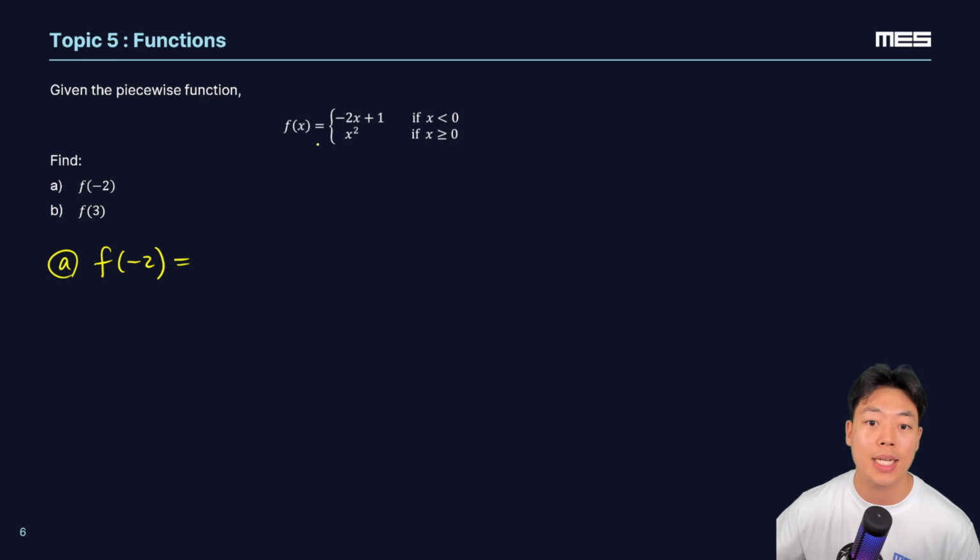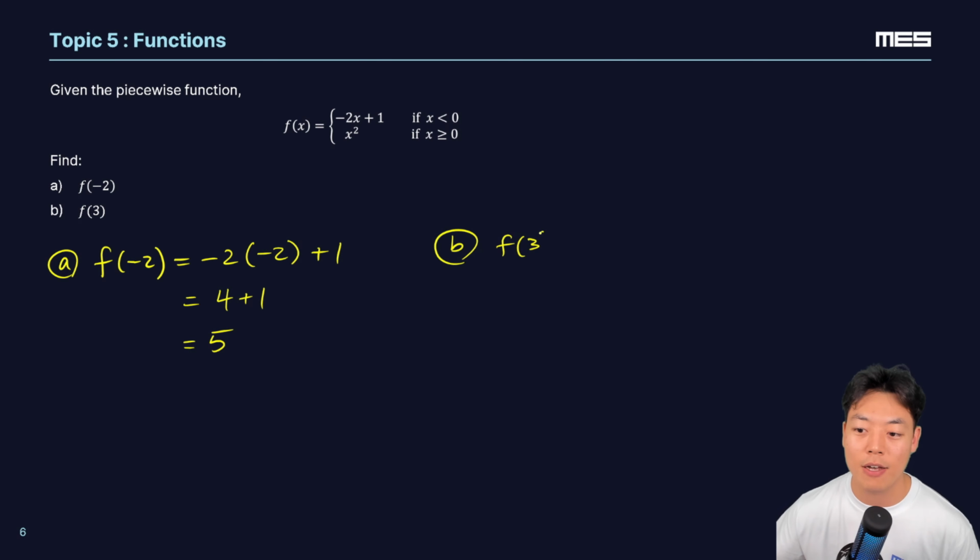So I must plug it in into this first equation. So I plug in negative 2 where the x is. Negative 2 times negative 2 is 4, plus a 1 is equal to 5. Letter B says f of 3. That'll be equal to when 3 is greater than 0. So we plug it into this second equation. 3 squared is equal to 9.